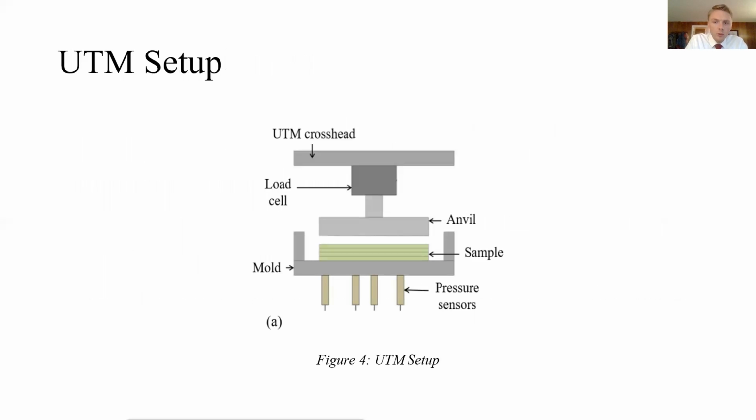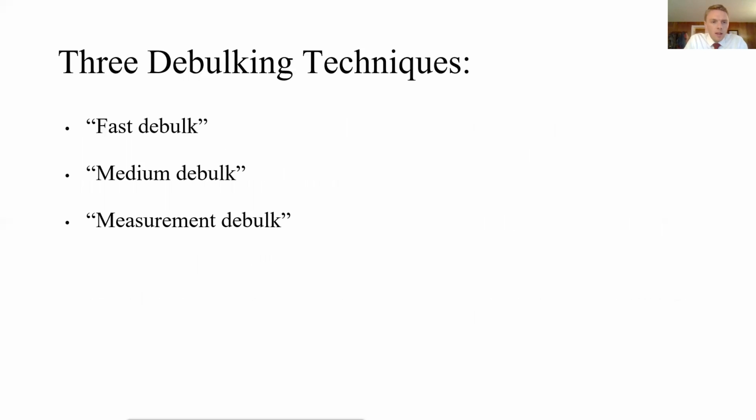To apply the pressure, we use a universal test machine, and here's the setup. The sample was placed on a mold or a test plate, and the pressure was applied from above. Pressure sensors were used to maintain a constant pressure during dwell times as the fibers compressed. So this is the machine that we used. And to analyze the different factors in debulking, we use three different debulking techniques or tests: a fast debulk, a medium debulk, and a measurement debulk. And I'll explain those now.